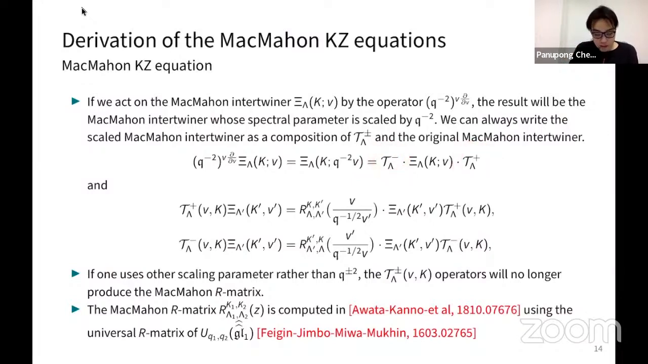We can show that if we move the T+ and T- operators through the MacMahon intertwiner, it will generate the MacMahon R matrix, which was first calculated in the paper by Awata and Kanno using the method of the universal R matrix. It is important to note that if you use another scaling parameter here, rather than q^{±2}, the T operator will not generate the MacMahon R matrix. So the q^{-2} here is the only possible parameter for which this happens.